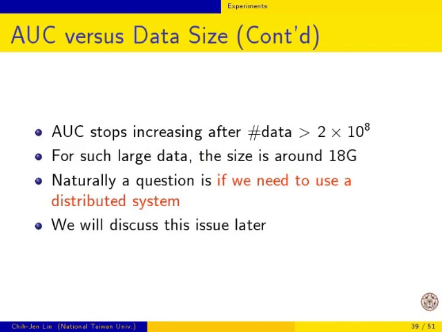Here we haven't done any experiments on nonlinear classification at this moment. I just said that if you have 200 million instances, then that already gives you basically the best AUC. But what's the size of such a data set? Actually, the size is only around 18 gigabytes. So naturally, you ask a question: do we really need a distributed setting? Why not just copy the whole data to one machine, and we can do the training, right? This is actually an issue worth trying to address.